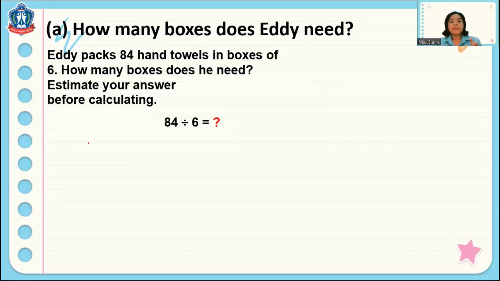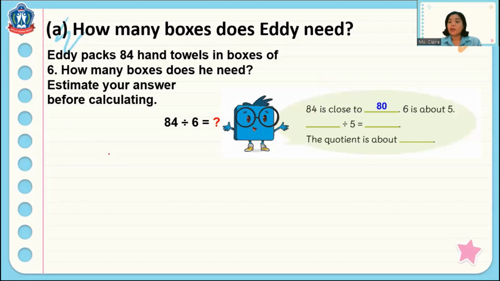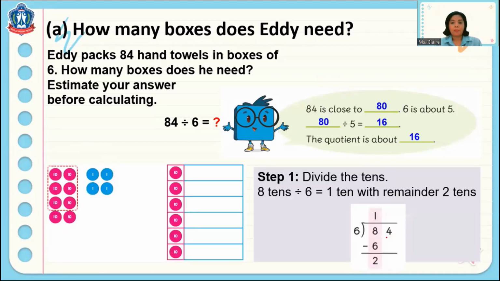So 86 divided by 6. 86 is close to 80. 6 is about 5, closer to 5. So 80 divided by 5, that is 16. So our answer, if we divide this, is closer to 16. Let's try. When we divide the number by one digit, divide the tens, the 8 tens divided by 6, we can have only 1. And we have 1 times 6, so we have a remainder of 2.